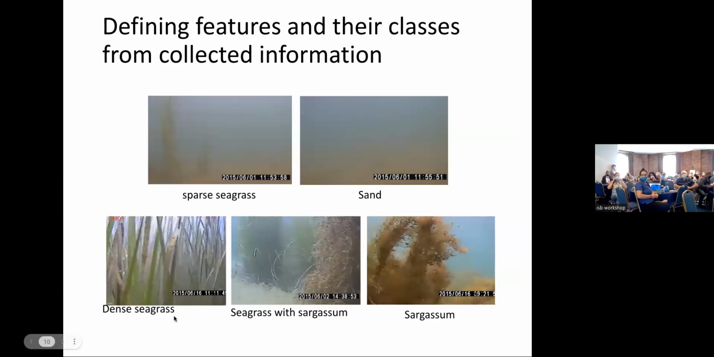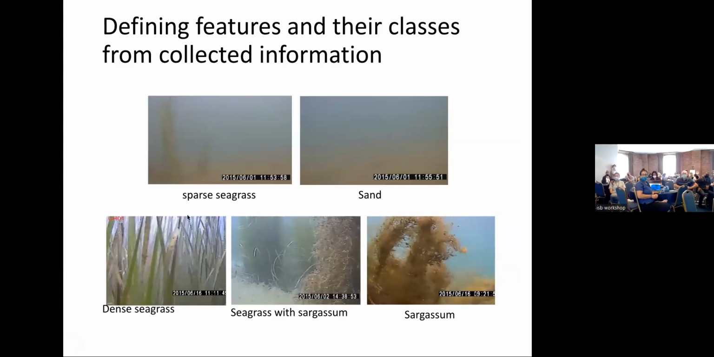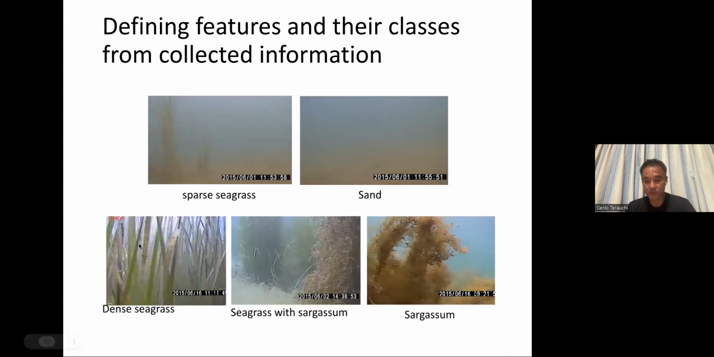In another way, I decided to allocate five different classes for seafloors. This one is sparse seagrass, and this one is sandy bottom. As you see, Sargassum here, seagrass with Sargassum, and then seagrass.